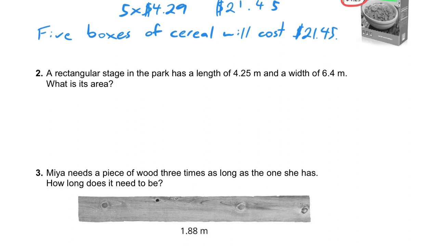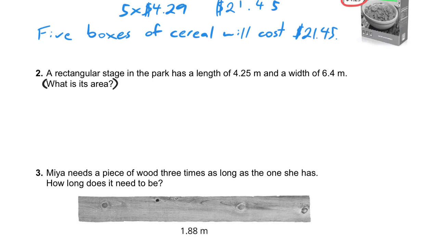Let's look at the next one, and we're going to use our UPS check first. We're going to understand it. So we'll read the whole question. A rectangular stage in the park has a length of 4.25 meters and a width of 6.4 meters. What is its area? Okay, first I'm going to bracket the actual question. We want to know, what is its area?